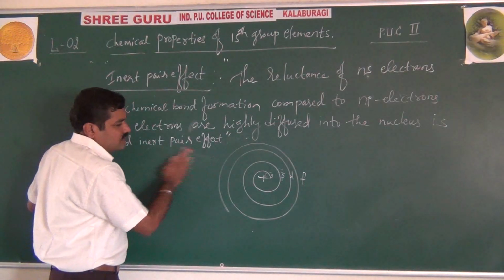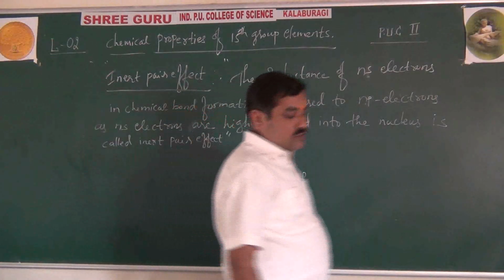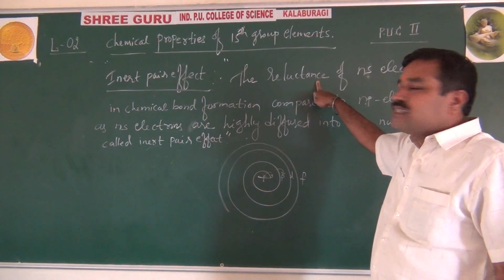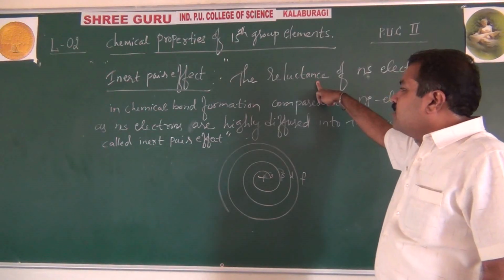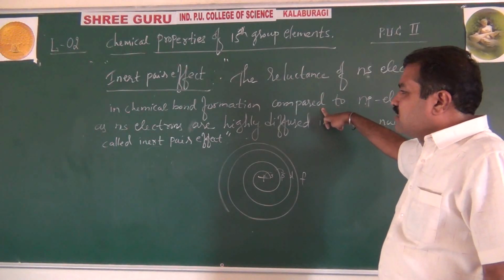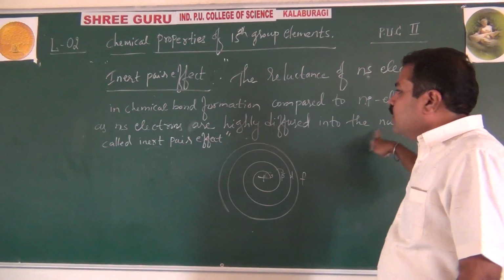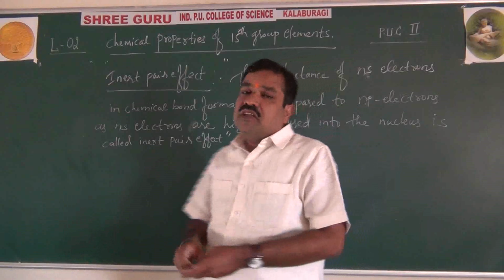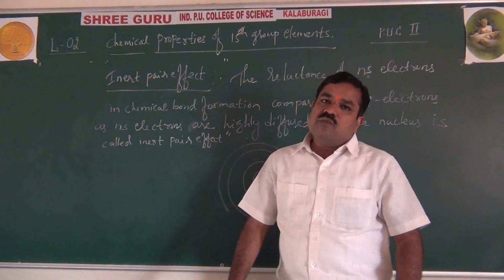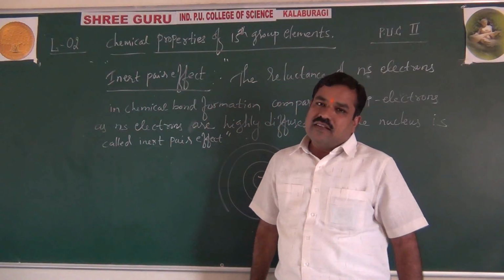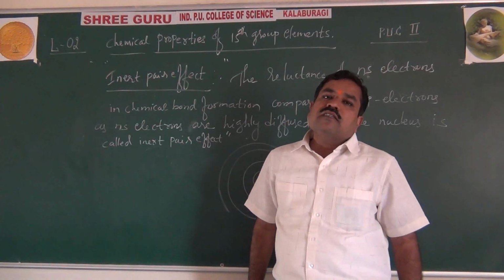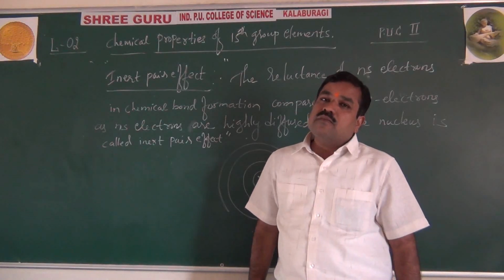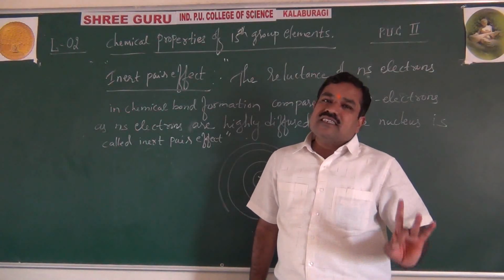Remember, once again I will repeat. What is inert pair effect, students? Inert pair effect is the reluctance or negligence or disinterest of ns electrons in chemical bond formation compared to np electrons, as ns electrons are highly diffused into the nucleus. Due to this inert pair effect, down the group +3 state becomes stable for 15 group elements and +5 becomes unstable. That means nitrogen and phosphorus are stable with +5 oxidation state, whereas arsenic, antimony and bismuth are stable with the +3 oxidation state.